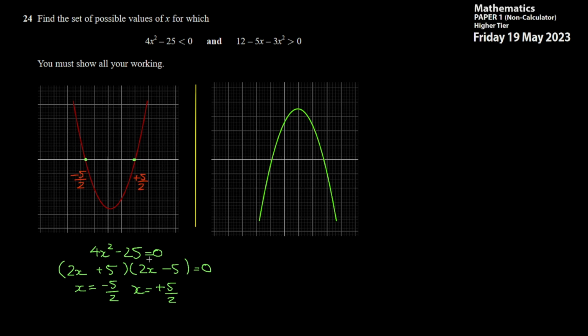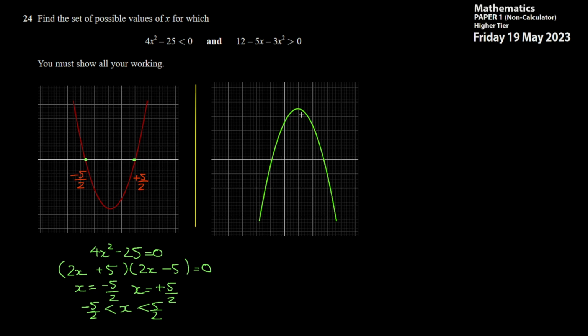Now if we bring back that inequality, the graph has got to be less than 0. So it's between these 2 points. So x must lie less than 5/2, but greater than negative 5/2. And they can't be equal to either of them because we've been told that the function must be less than, in other words, below sea level.